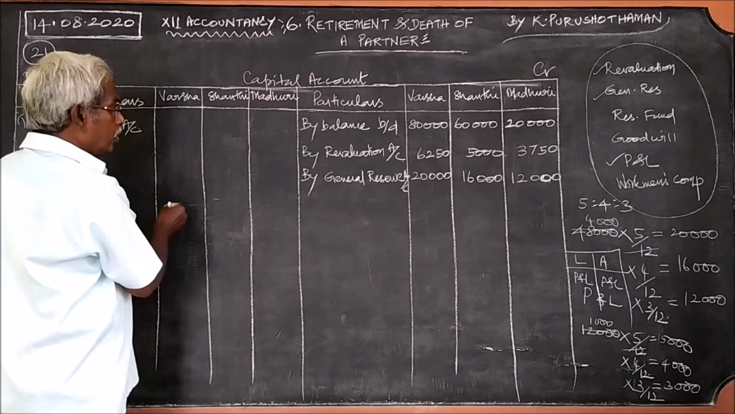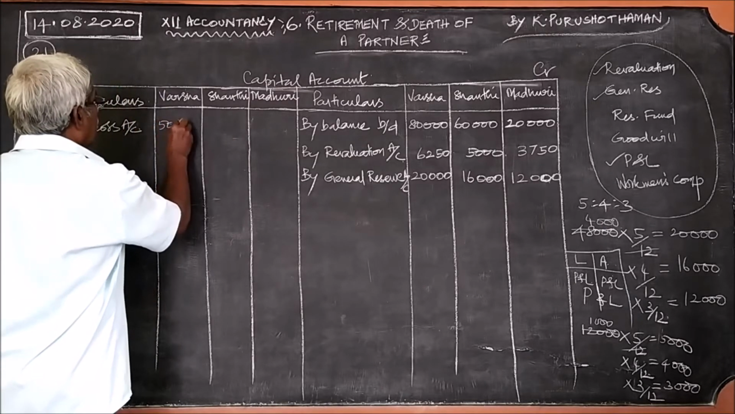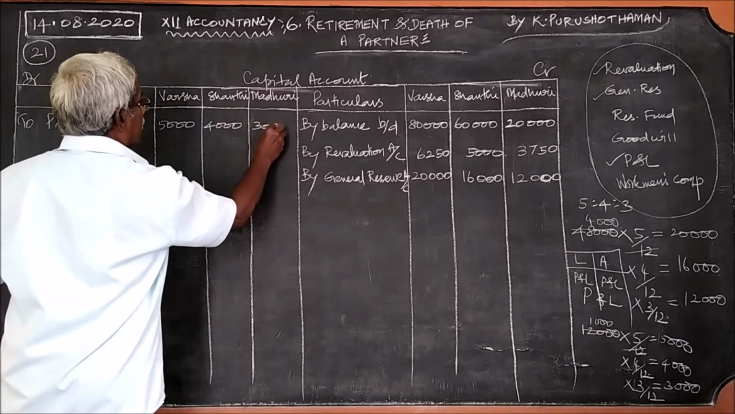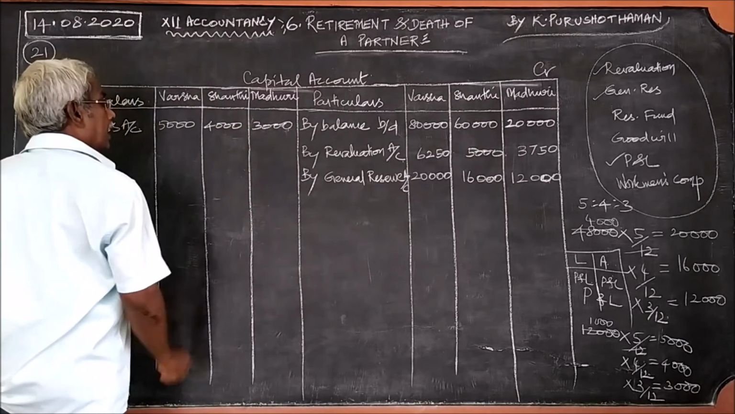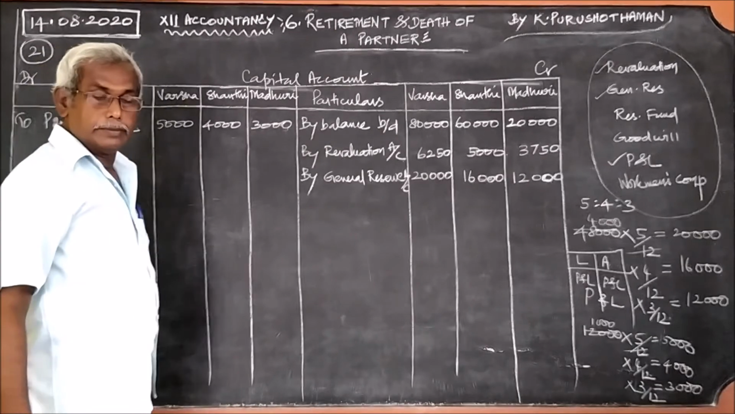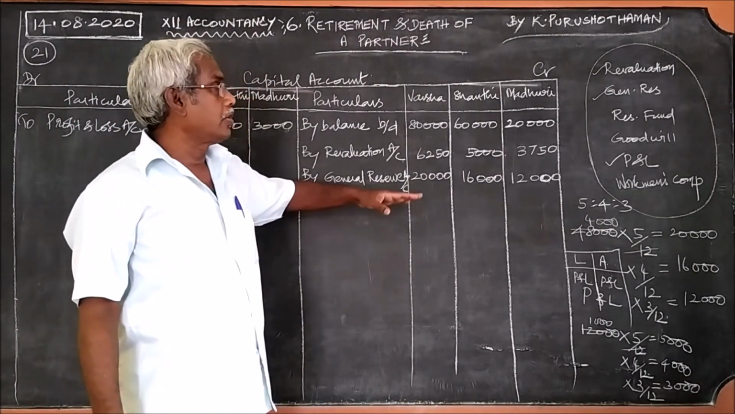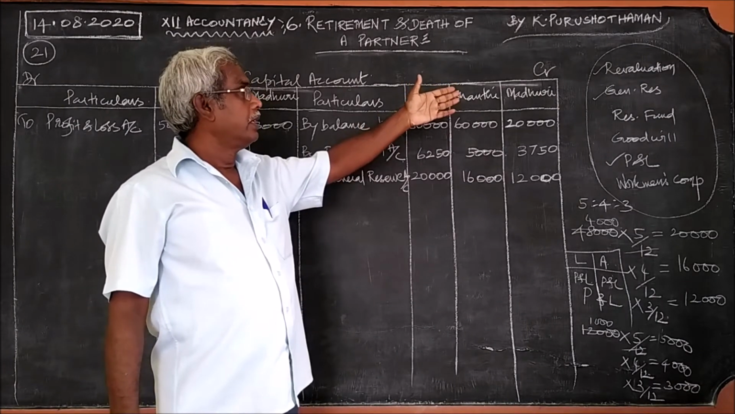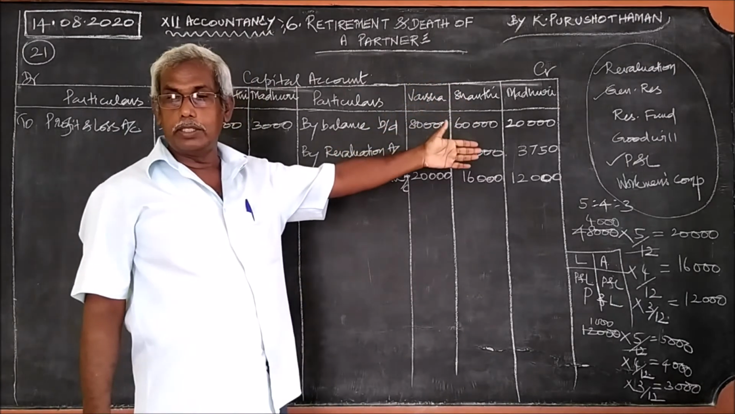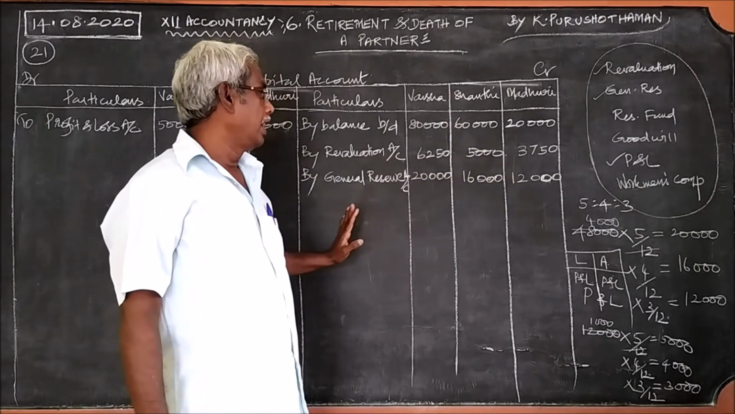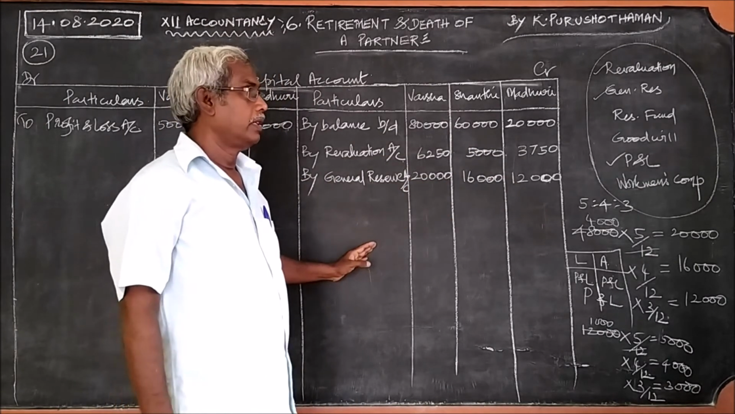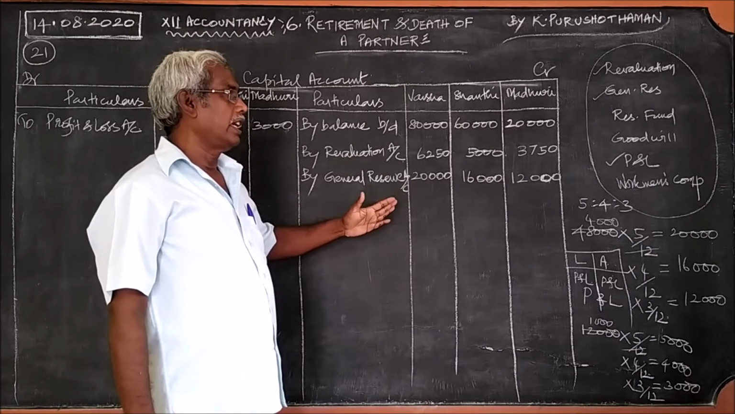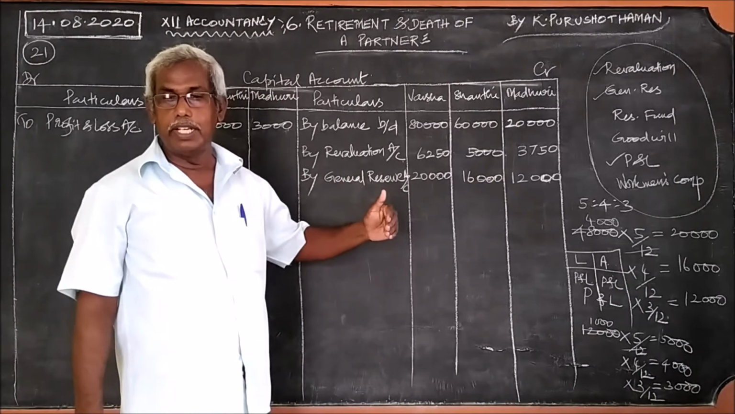It is 5,000, 4,000, 3,000. It is the profit and loss account. And these are the two items out of these five, except the revaluation. So general reserve and the profit and loss account are given. We have attended to them now. So no other item. Reserve fund is not there. Goodwill is not there. Workman's compensation fund is not there.